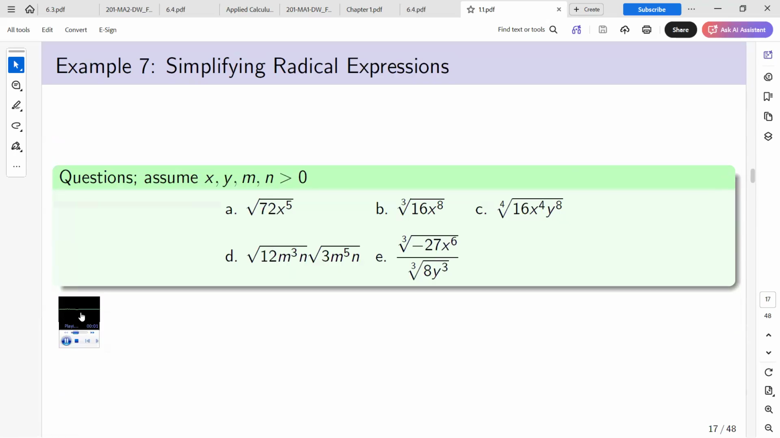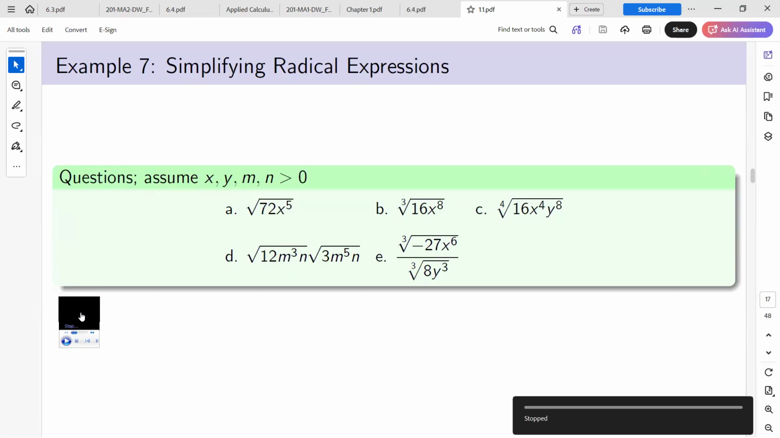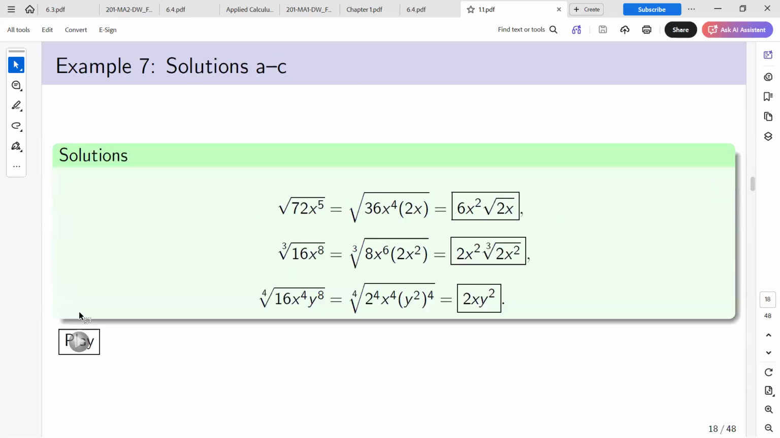The positivity assumption lets us extract even powers without absolute value complications. Each radicand is rewritten as a perfect power times what must remain under the radical. For the fourth root, every factor is already a perfect fourth power.